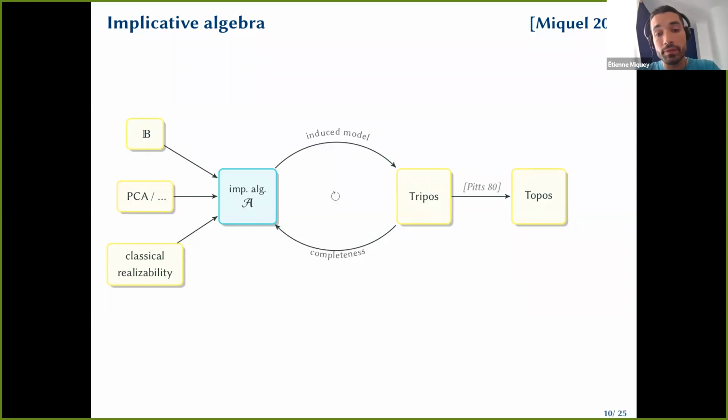And that is complete with respect to triposes, in the sense that any tripos can be seen as induced by an implicative algebra, and from any implicative algebra, you can induce a tripos. So that was somehow already a structure coming in between the computational systems and the triposes. And let's take a look at how it is.